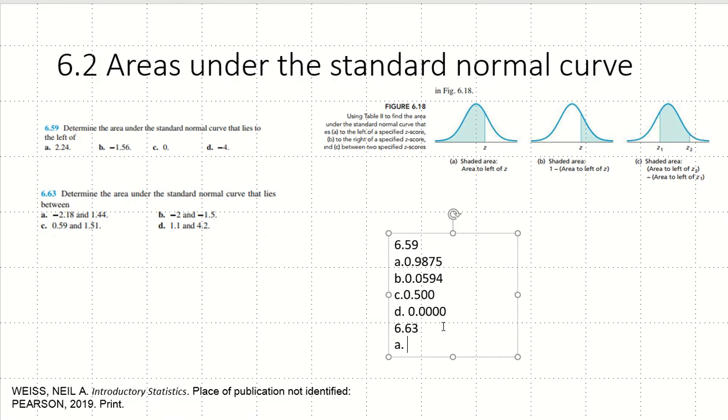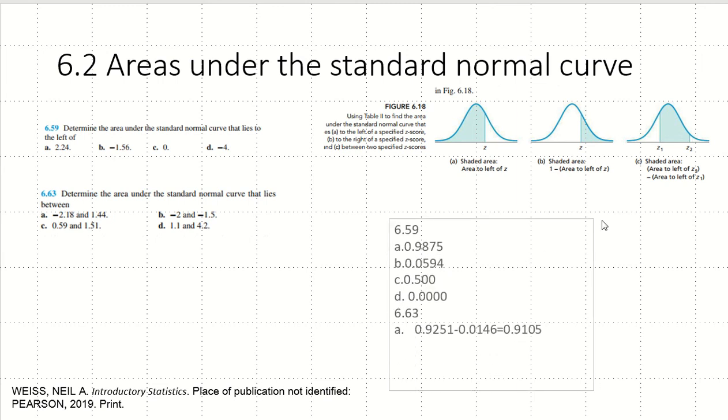And so we have to subtract those two, so it'll be 0.9251 minus 0.0146, and that should give us an answer of 0.9105. And let me just expand this box. So that's letter A.